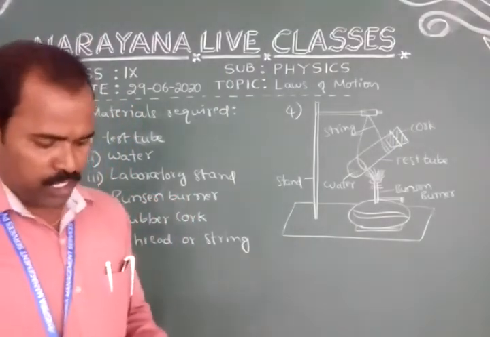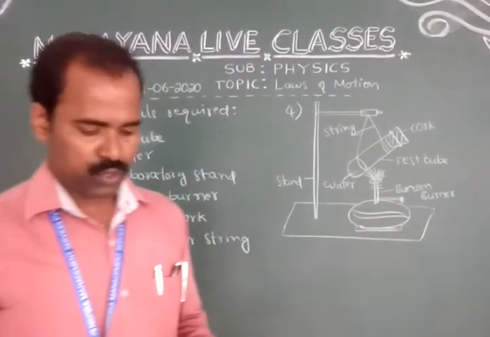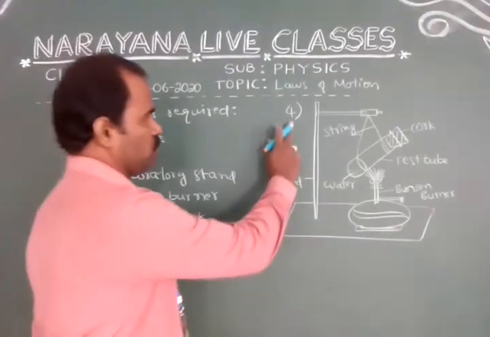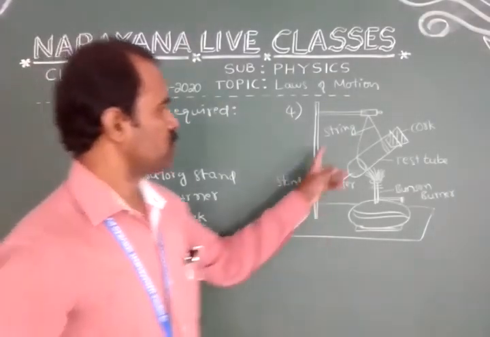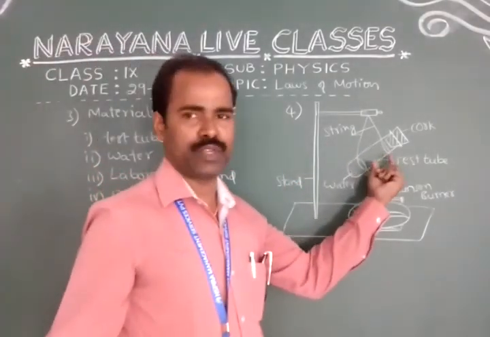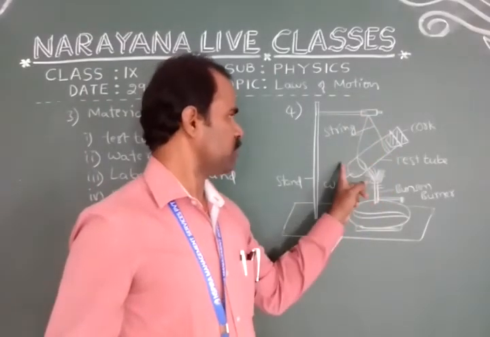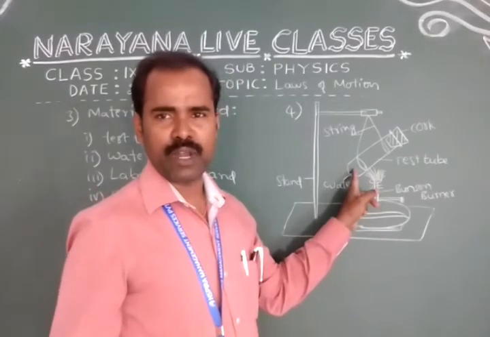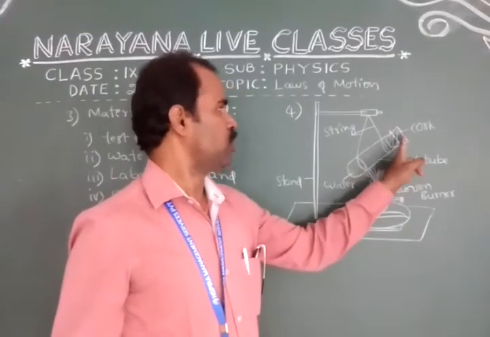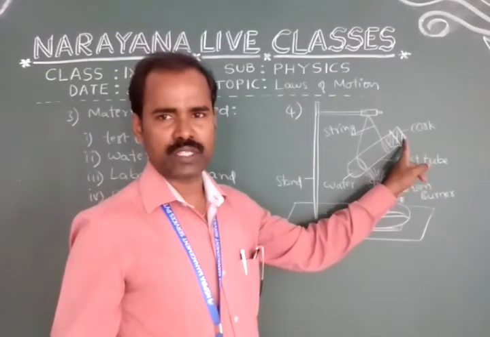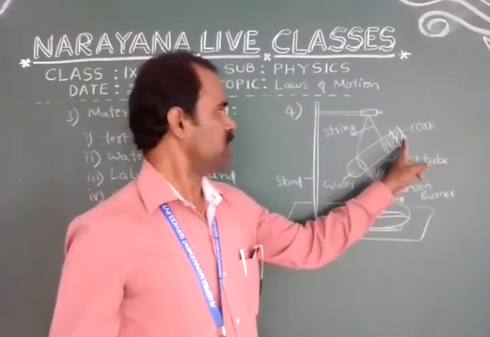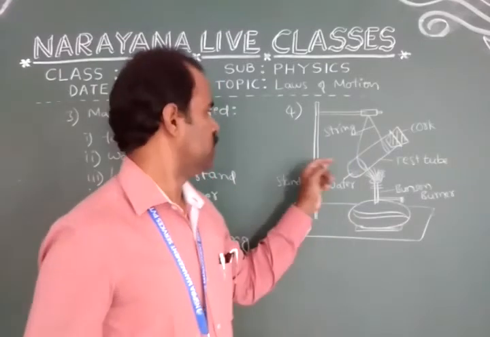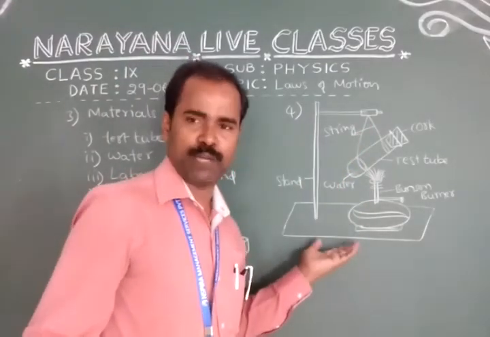Okay. Next one: draw the diagram to show Newton's third law of motion in the laboratory. So, fourth question, this is the diagram. First you tie the test tube with thread or string. Pour 5 to 10 ml of water inside the test tube. Close the test tube with a cork and tie it at the retort stand. Now the total arrangement is on the table.